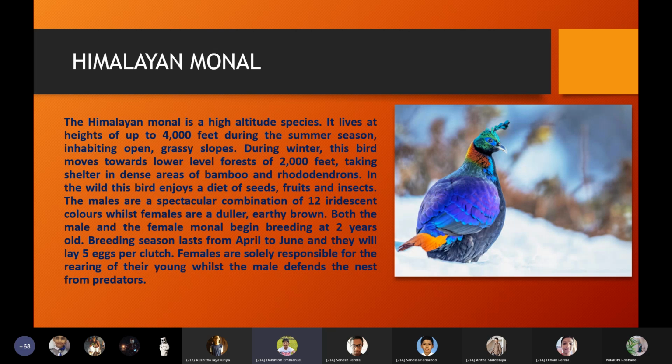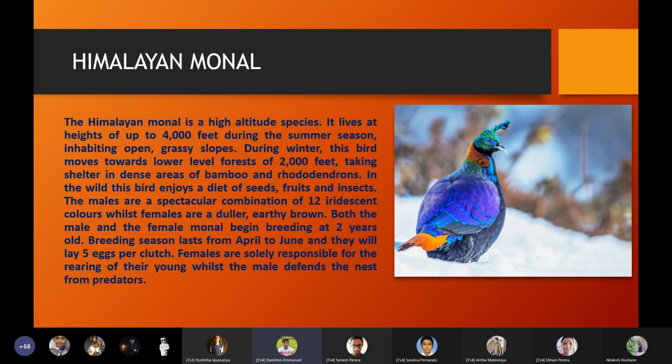In the wild, this bird enjoys a diet of seeds, with fruits and insects too. The males are a spectacular combination of 12 iridescent colors, whilst females are a duller earthy brown. Both the male and the female monarch begin breeding at 2 years old. Breeding season lasts from April to June, and they will lay 5 eggs per clutch.